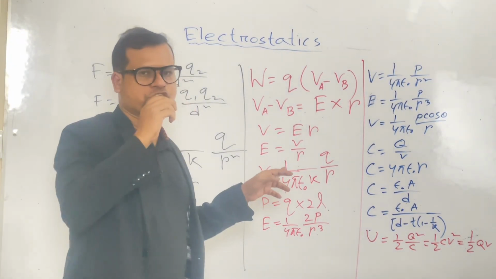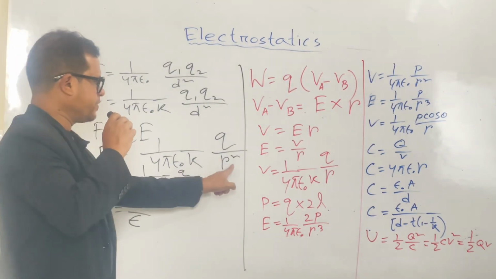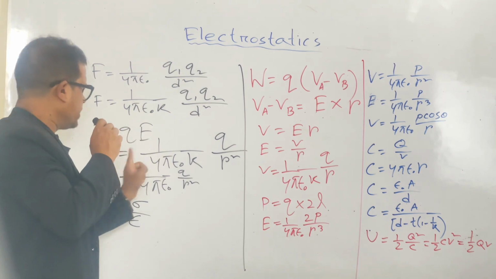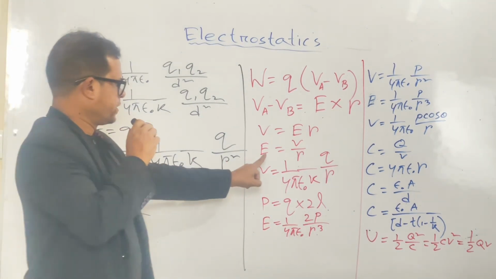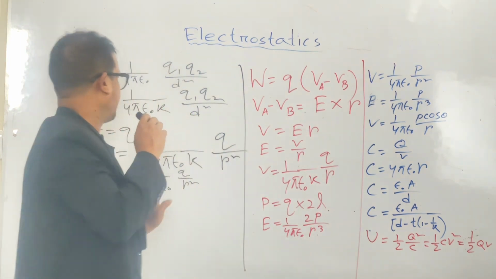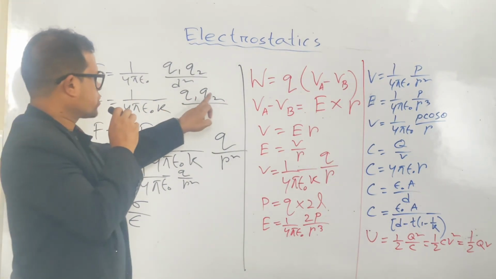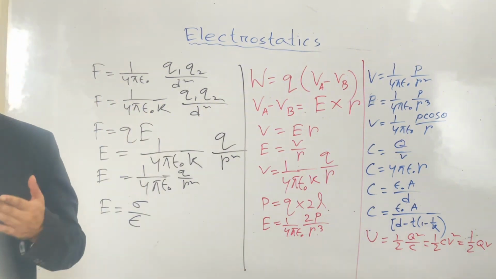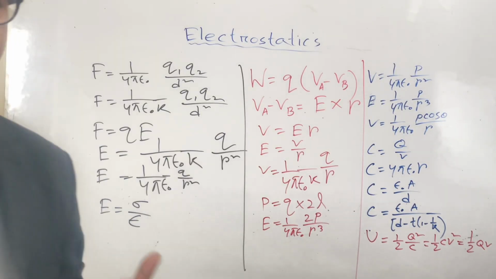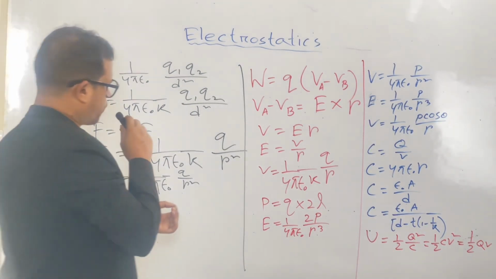V here is potential. Try to remember: for the intensity E we have r square, but for the potential V only r. For the force F, you need two charges, q1 and q2, with the 4 pi epsilon naught portion.